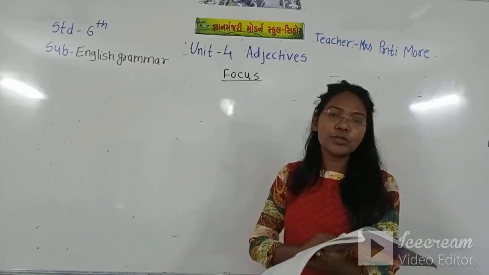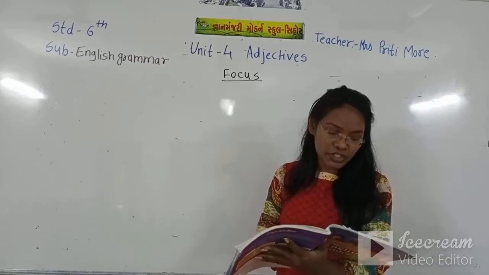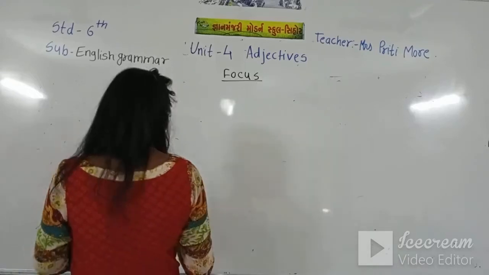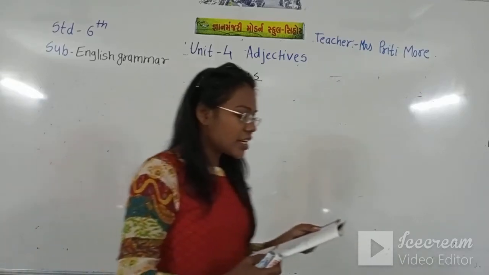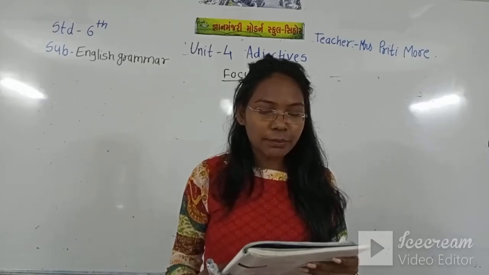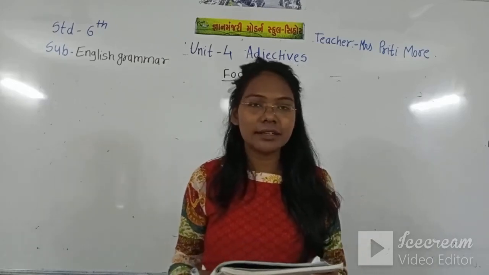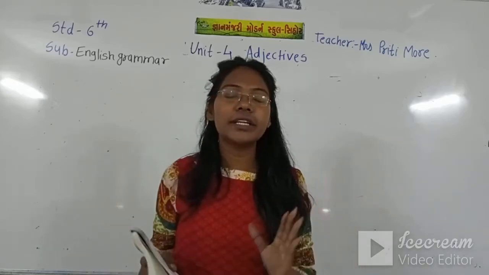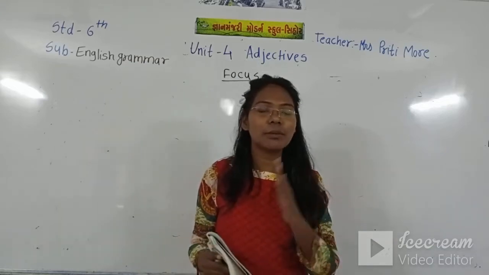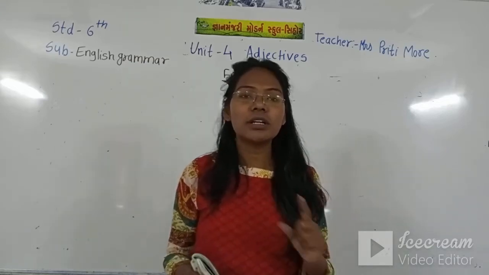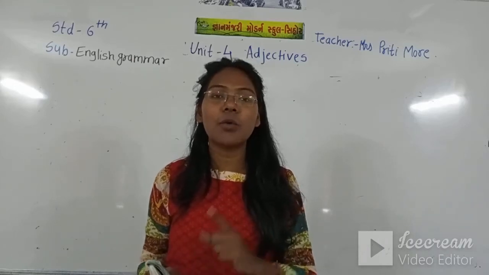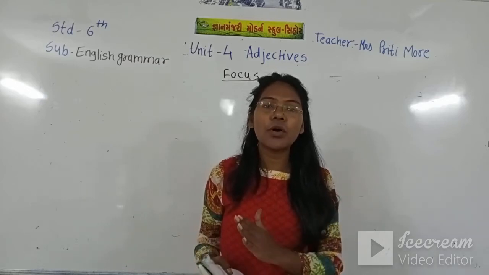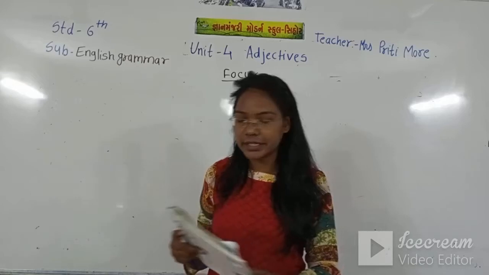Now it's time to do some exercise, which is given on page number 22. So there is the focus exercise first. The instruction is: put the jumbled words below in the correct order to make the sentences. That means the sentences are there but they are not in proper order. The sentences are broken into words and the words are not in the proper order. Now what we have to do? We have to put the words in the proper order and make the sentence complete.